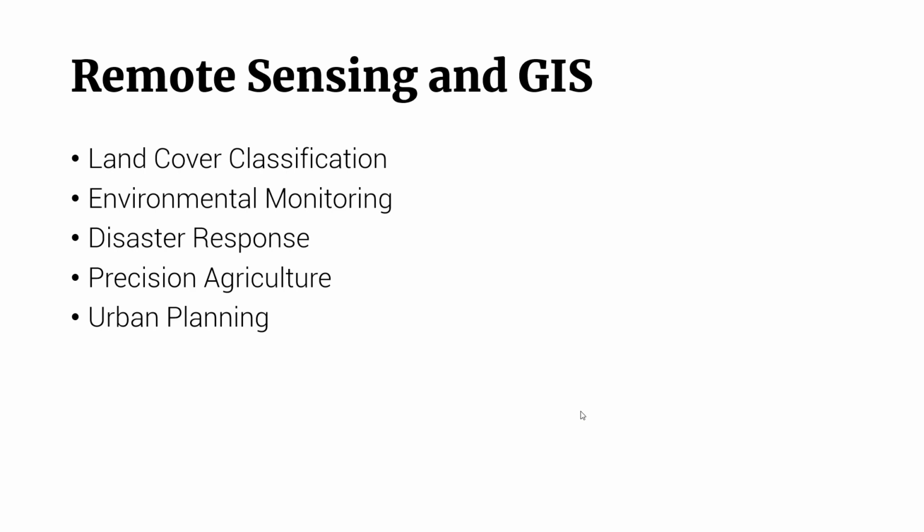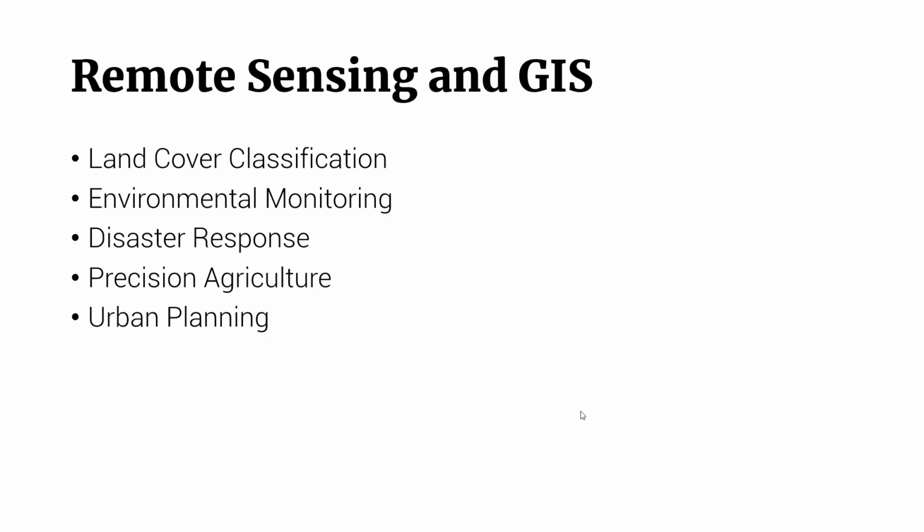Okay, the fourth one is precision agriculture. It monitors the crops' health, soil conditions, and land use using remote sensing data. It could be through satellite imagery or aerial photography. That's remote sensing and precision agriculture. The last one is urban planning. We analyze and plan urban areas based again on satellite imagery and aerial photography.